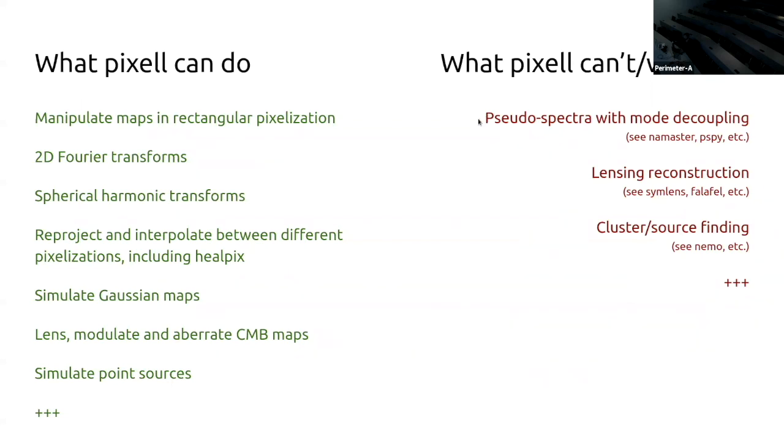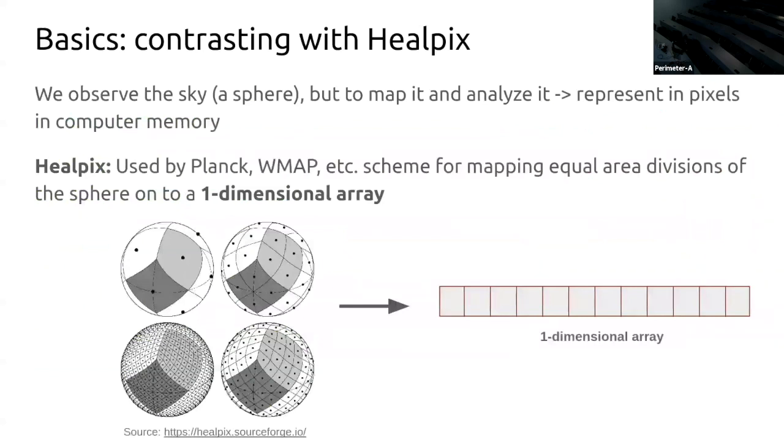But I should point out that many of these codes, probably all of the ones listed here, actually depend on Pixell. So they use Pixell as a core library for analyzing and manipulating maps of the sky in rectangular pixelization. So what do I mean by rectangular pixelization? It's best to contrast with HEALPix, which is very widely used by Planck and WMAP, for example.